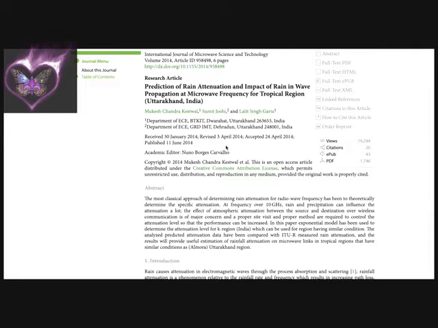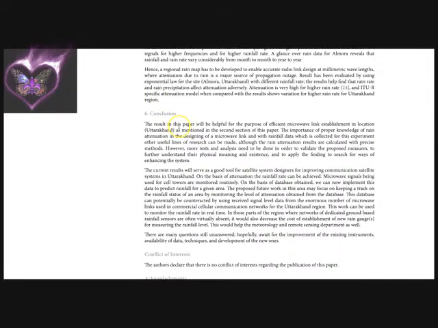In this paper, an exponential model has been used to determine the attenuation level for K region, India, which can be used for a region having similar conditions. The analyzed predicted attenuation data have been compared with ITU and our measured rain attenuation, and the results will provide useful estimation of rainfall attenuation on microwave links in tropical regions that have similar conditions as Almora. Okay. The result of this paper will be helpful for the purpose of efficient microwave link establishment in location, as mentioned in the second section of this paper.